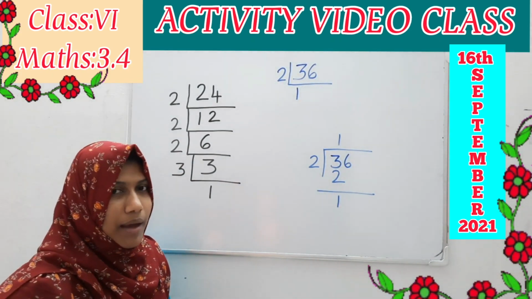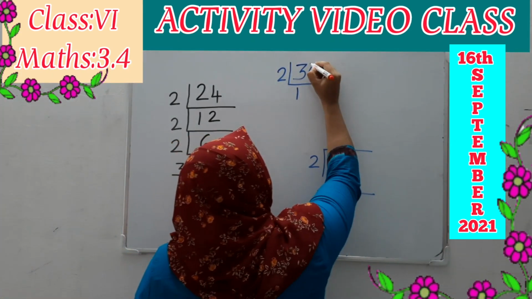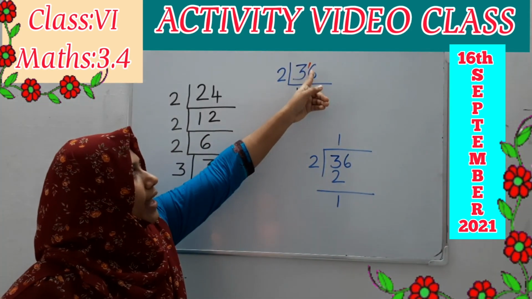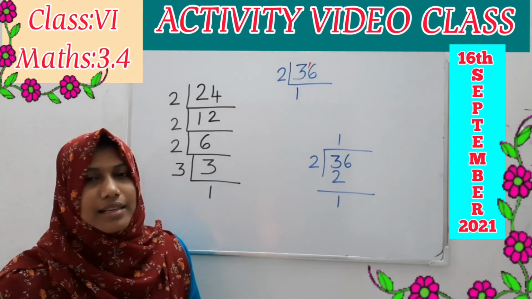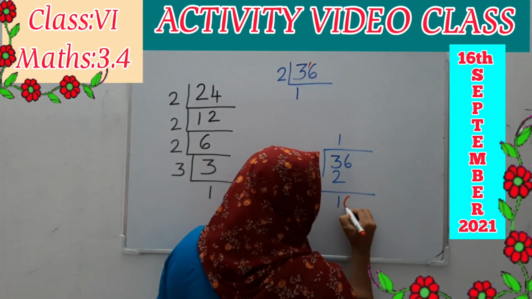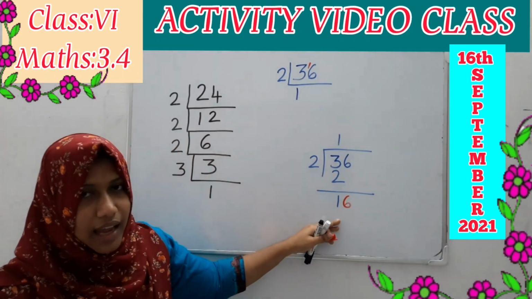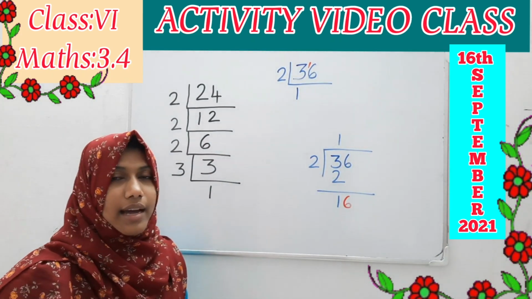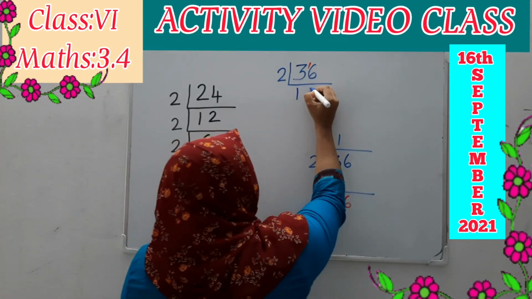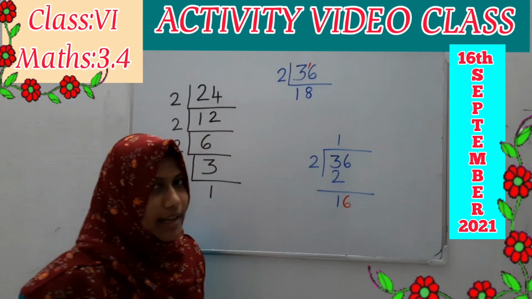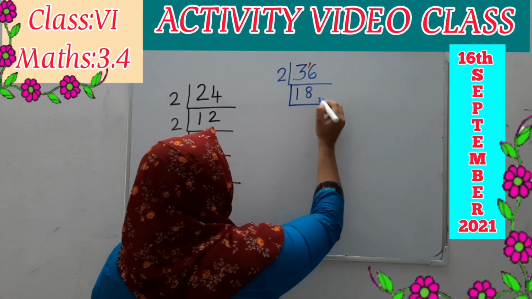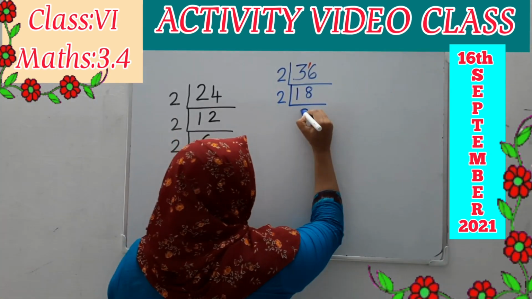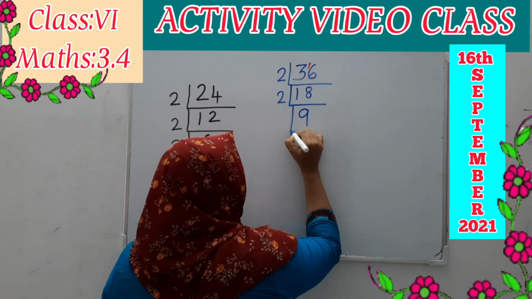The remainder should be taken along with 6. You can mark the remainder like this. Now we read it as 16. When we put the 6 here, we take 16. How many times does 2 go in 16? Yes, 8 times. Now it's again an even number. 2 goes 9 times in 18. Now 9 is an odd number.